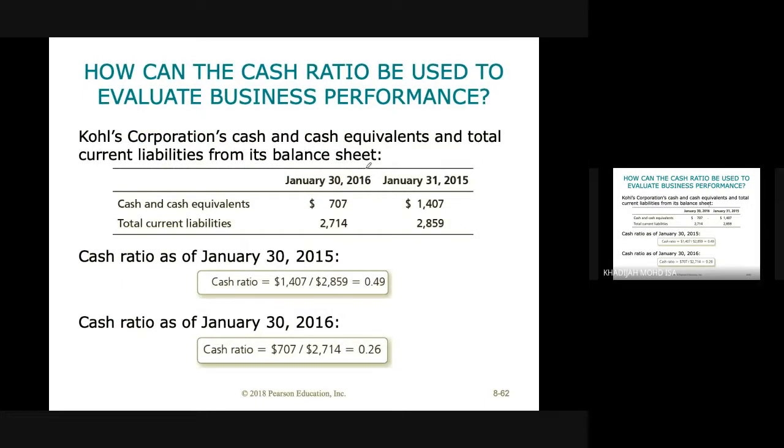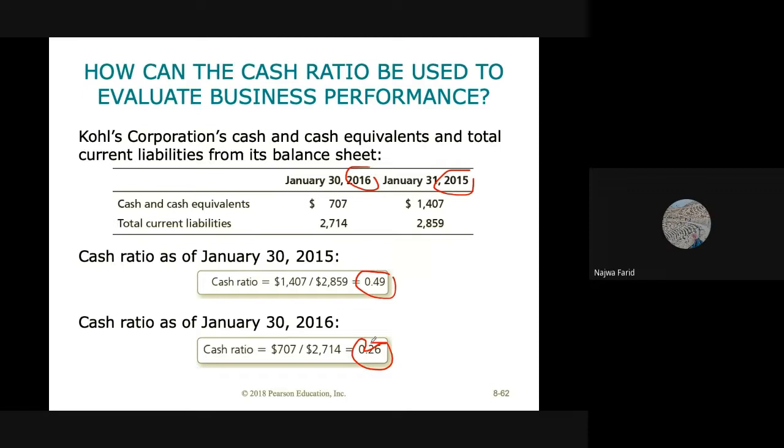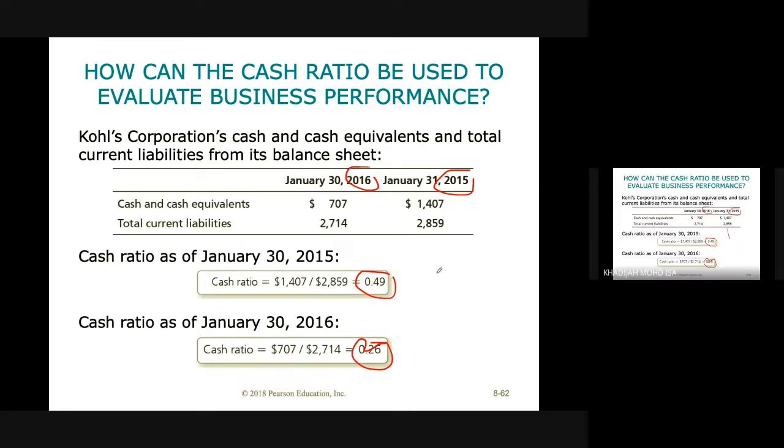So we look at the performance of the company, 2015 here, and now we have 2016. If you look at the cash ratio, you have 0.49 and here is 0.26. Which one is better for the company, 2015 or 2016? 2015. Yes, for the cash ratio, the higher the better. But it's still not good, right?